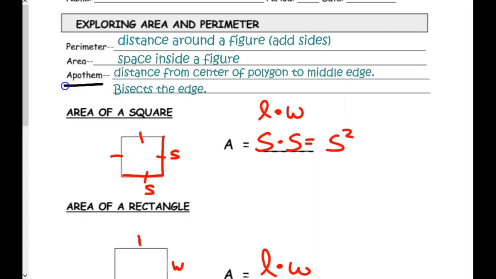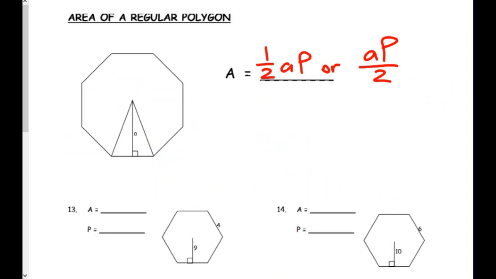Apothem. Okay? So it has nothing to do with the nocturnal animal that we were just looking at. Apothem is a what? It's the distance from the center of a polygon to the middle of an edge. It bisects the edge. That means it's at the midpoint of one of the sides. Okay, so with all that in mind, let's go back over here.